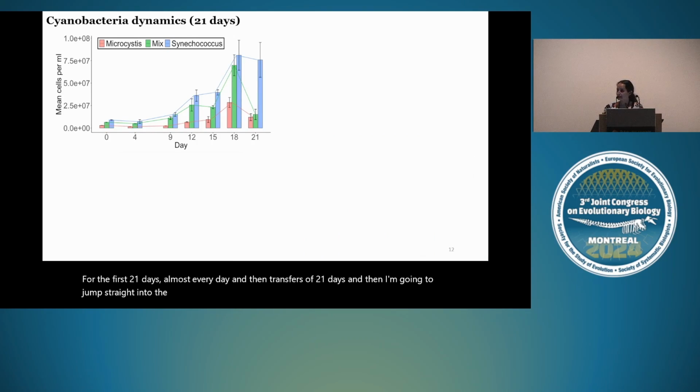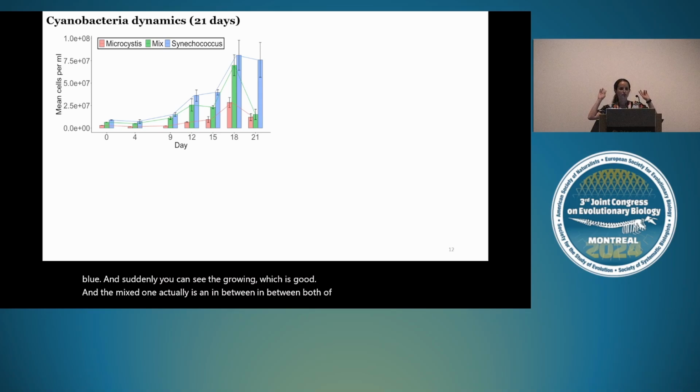What you're seeing here in the graph is the cells per milliliter, so the concentration of the cyanobacteria over those first 20 days. You have the Microcystis community in red, the mix in green, and the Synechococcus in blue. Suddenly you can see they're growing, which is good. And the mixed one is actually in between both of the pure cyanobacteria cultures. So I'm seeing an effect when I'm mixing them together.